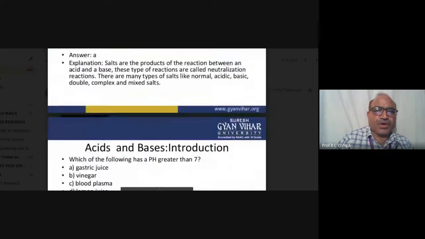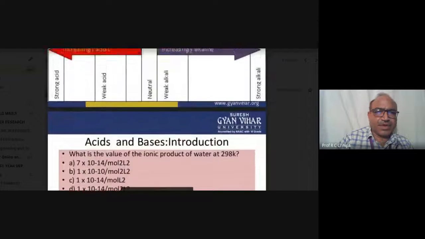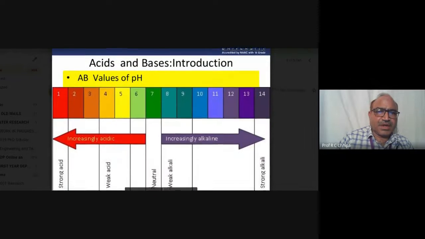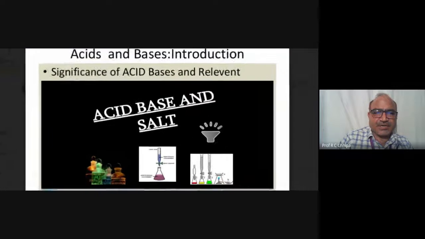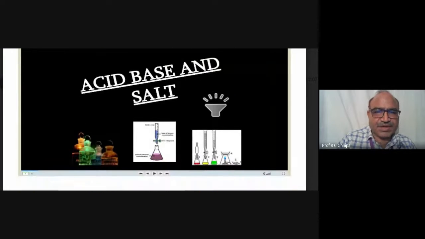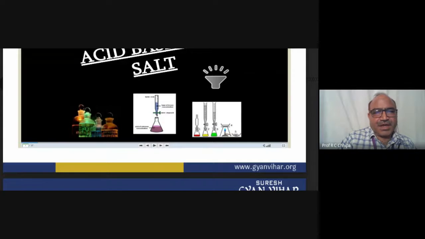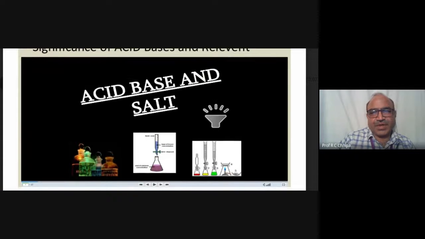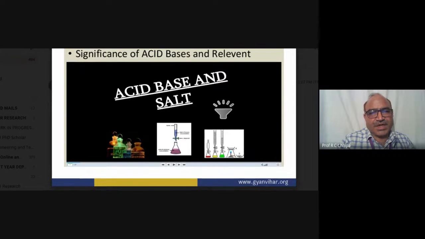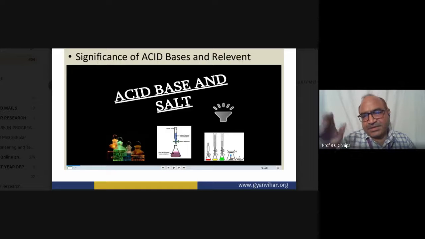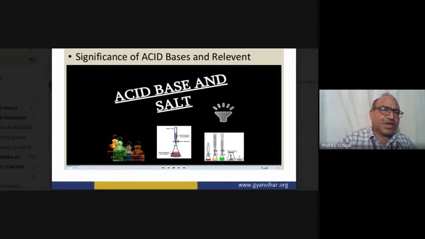So whatever we have mentioned, finally, we have the answer in our life: acid, base, and salt, and very interesting color combinations. We have filter paper, the litmus paper, which shows varied colors, red and blue.